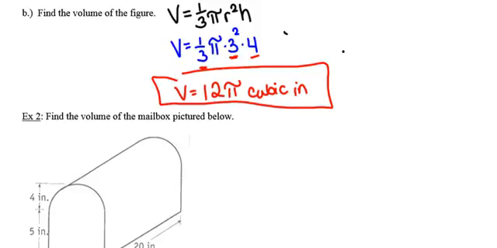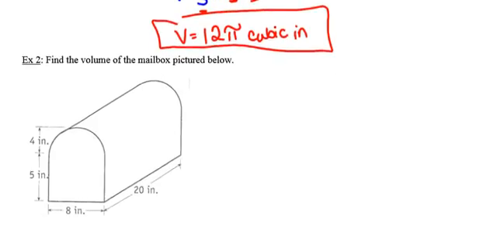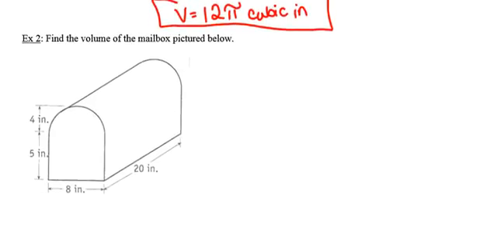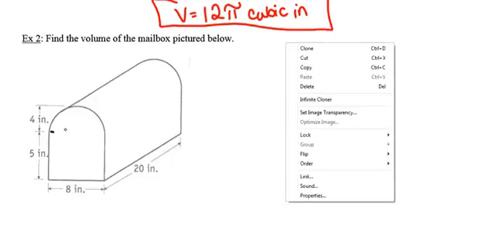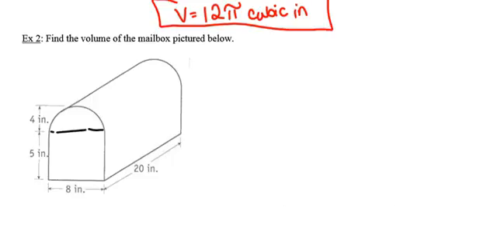The second one has to do with volume also, and it says find the volume of the mailbox pictured. This mailbox is some odd shape that we don't have a formula for on our formula sheet. So what I'm going to do is split it up into sections for which we can find the volume. I'm going to split it up so that the top part is half of a cylinder and the bottom part is a rectangular prism. I can find volumes for both of those figures. Once I know those volumes, I can combine them together in order to determine the volume of the entire mailbox.